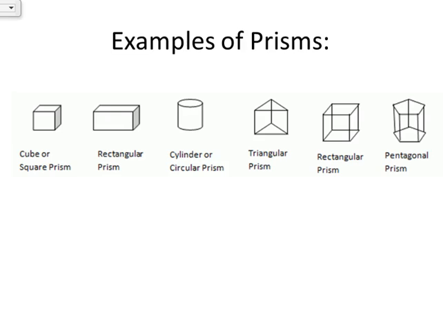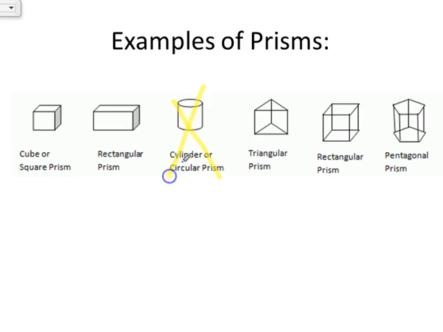All right. So examples of prisms. We have a square prism, or we can call it a cube, where the bases are squares. A rectangular prism, where the bases are rectangular. We have a cylinder or a circular prism.